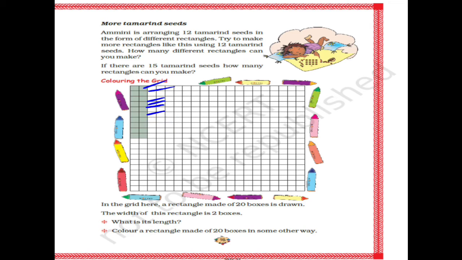Now let's move ahead. That's question number 2. Color a rectangle made of 20 boxes in some other way. Now, in this question, what you have to do, you have to color 20 boxes and make rectangles in another way. Suppose if I choose this box, suppose 1 2 3 4 5 6 7 8 9 10 11 12 13 14 15 16 17 18 19 and 20.